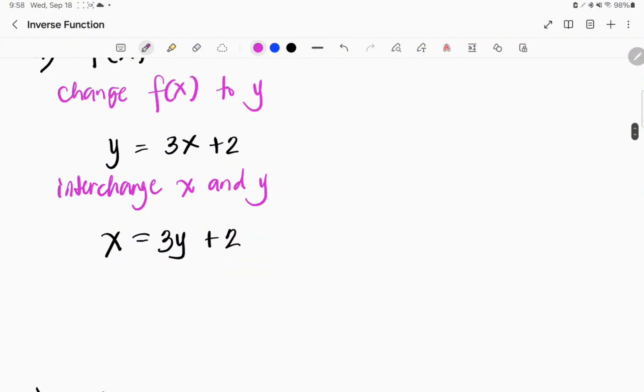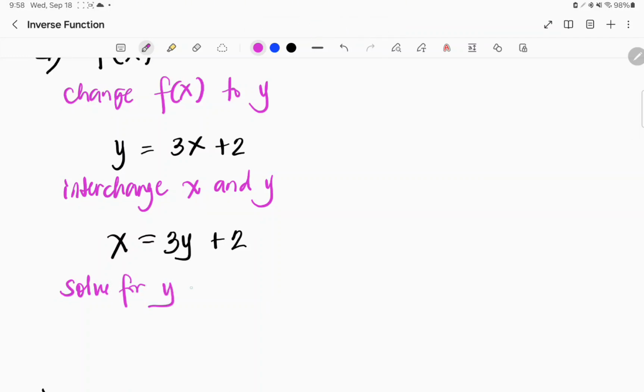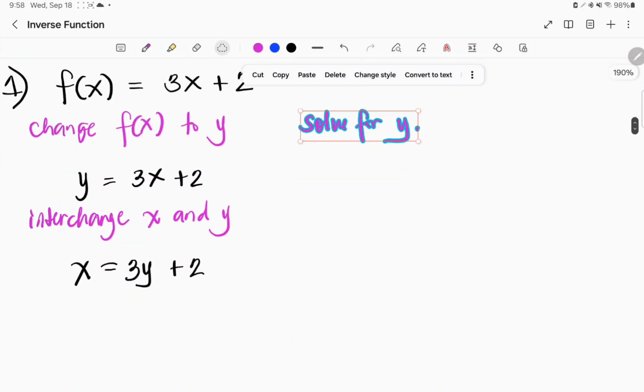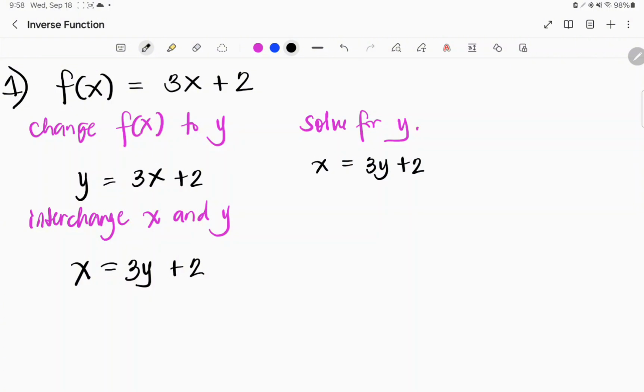And the next procedure is to solve for y. So to solve for y, of course our final should be y is equal to something. So in this case, we have x is equal to 3y plus 2. We have to remove this positive 2 here in order to retain 3y. So we have to subtract both sides or add negative 2 both sides of the equation. So it will become x minus 2, and on the other side, this is 0.